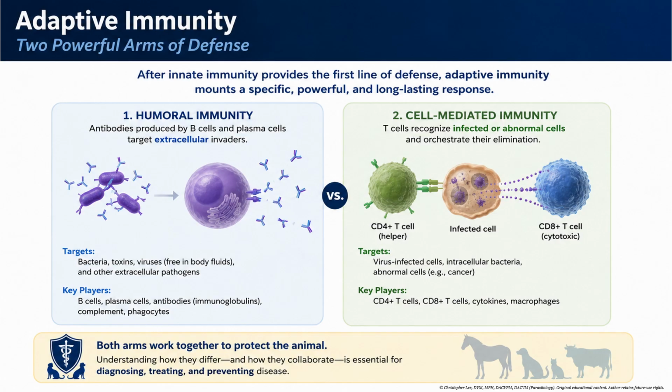CD4 helper T cells support B cell antibody production, but they can also activate macrophages and coordinate broader immune responses. So rather than thinking humoral versus cell-mediated, think of adaptive immunity as a coordinated defense system. Different arms specialize in different parts of the threat.